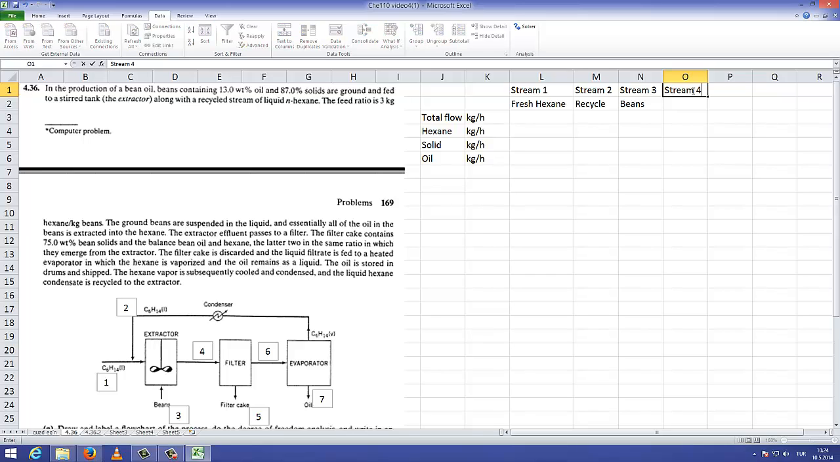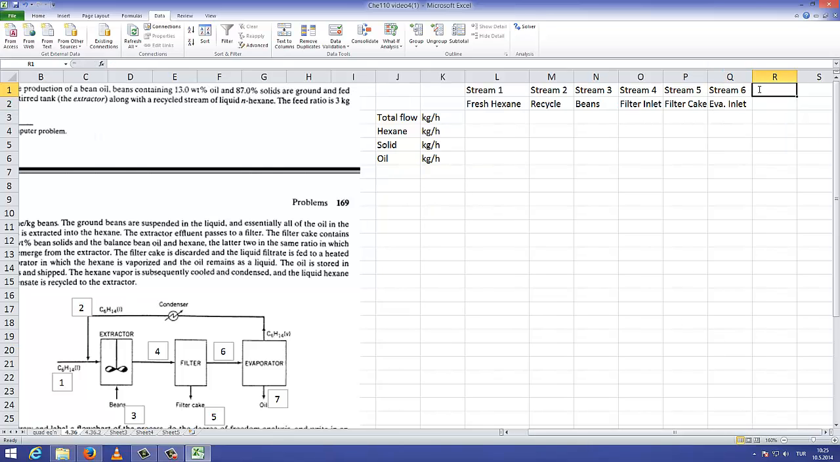Stream 4, which is filter inlet. Stream 5, filter cake. Stream 6, evaporator inlet. And stream 7, oil.